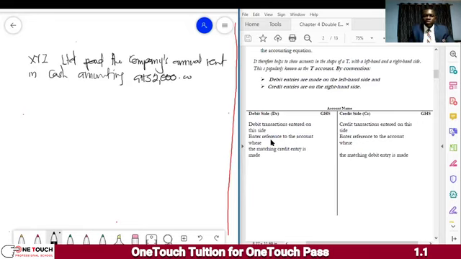Now, if you are asked to record this transaction in the T accounts or the various ledger accounts. We are saying here that XYZ Limited paid the company's annual rent in cash amounting to 2,000. So here there is a payment, and the payment is in respect of rent. And we paid the rent in cash, so it will also involve cash. Now, how do we show this on the T account? So let me open my T account.